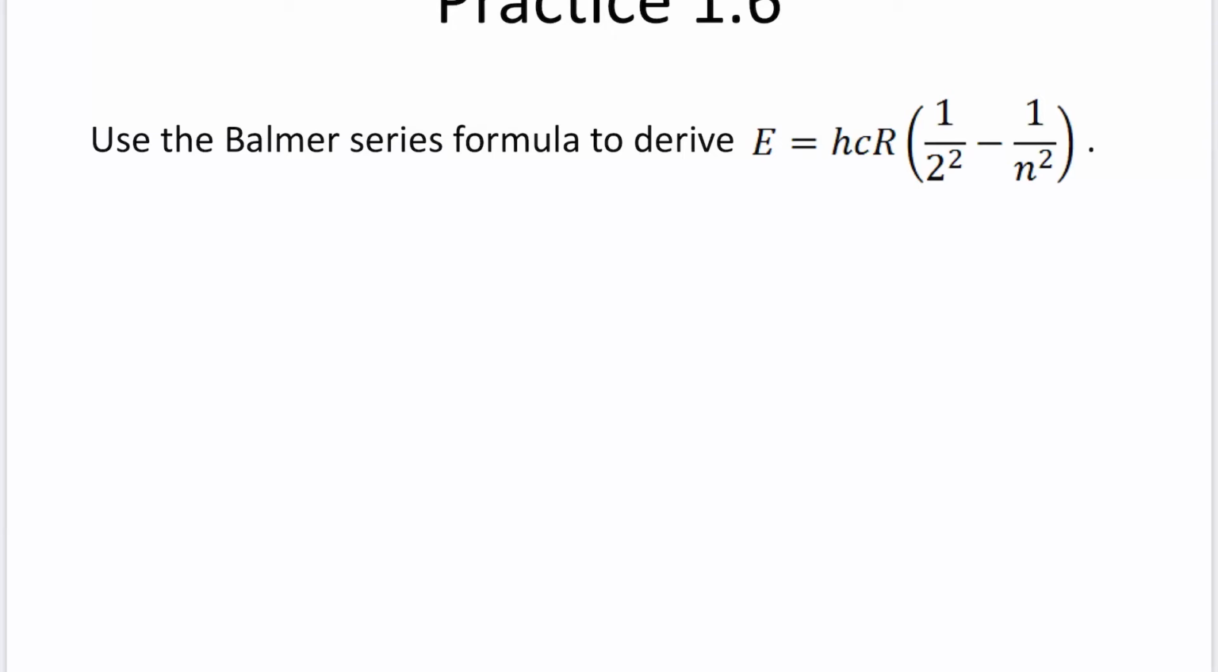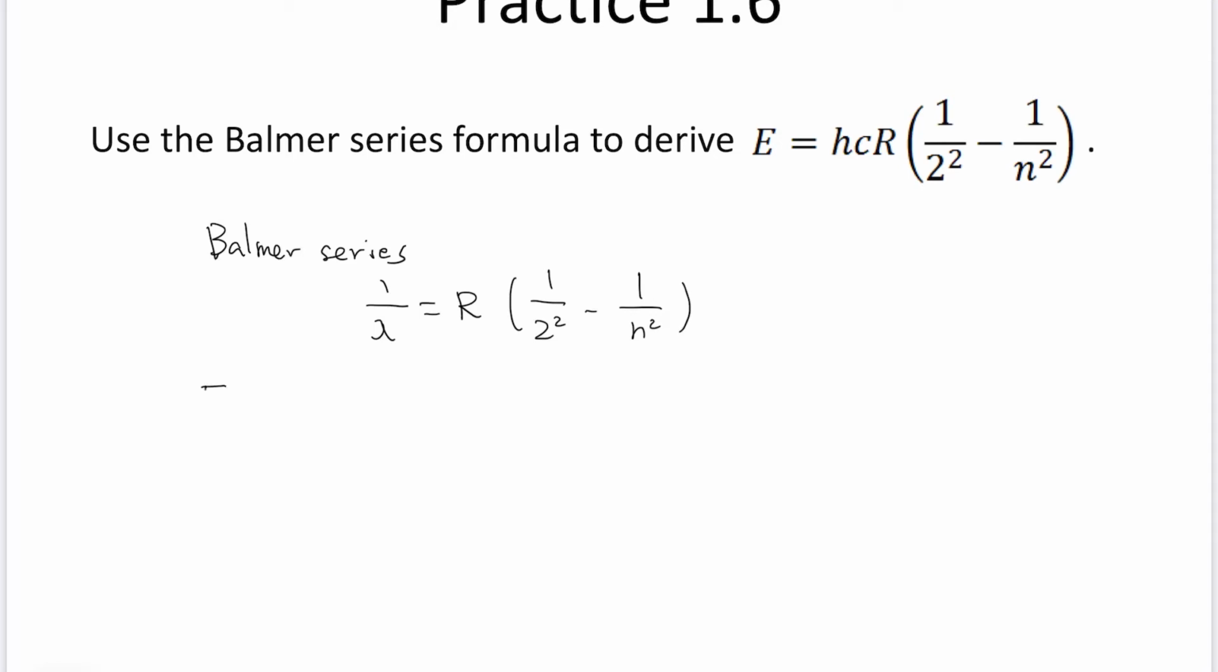In this practice, use the Balmer series formula to derive E equals hcR times (1 over 2 squared minus 1 over m squared). So, the Balmer series. Express 1 over lambda equals capital R times (1 over 2 squared minus 1 over n squared). This is the Balmer series.